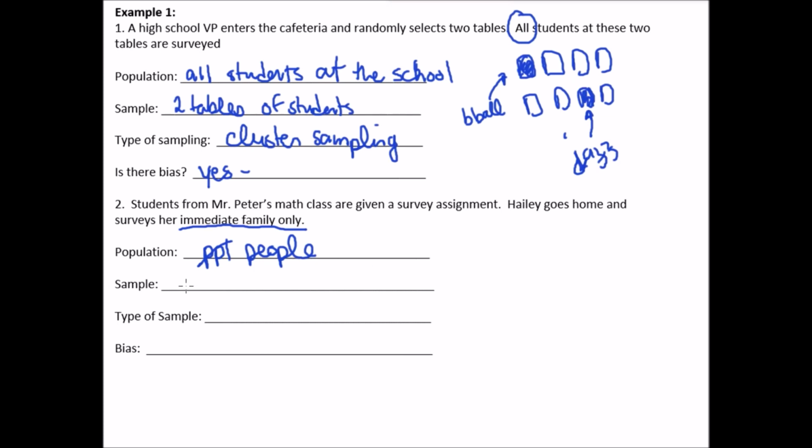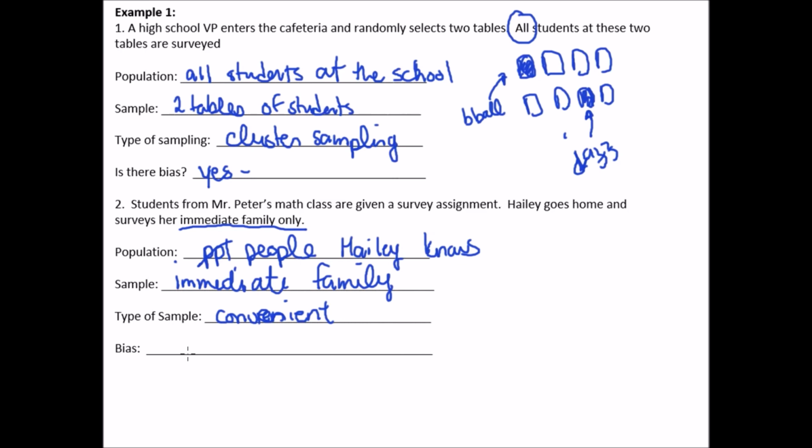Okay, and the type of sampling she did, I'm going to skip sample. The sample she took is her immediate family. We can say people Haley knows. So the sample was her immediate family. That's who she sampled. Okay, well, that was quite convenient. She went home and she's like, I don't really feel like calling people. I don't feel like going on Facebook and asking people. I'm just gonna ask people around my kitchen table.